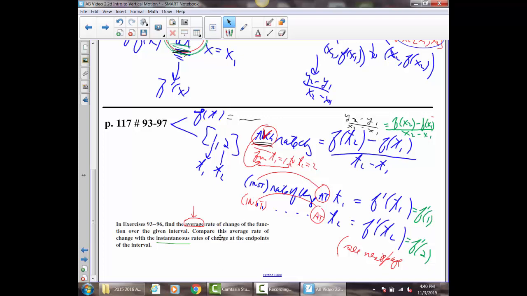But then the second part is to compare this average rate of change with the instantaneous rates of change at the endpoints. So they want the instantaneous rate of change at the first endpoint, and they want the instantaneous rate of change at the second endpoint. Instantaneous rate of change is the derivative of the function, so you're going to be finding the derivative at 1. Okay, I'm back, sorry. So you're going to find the first derivative at 1 and the first derivative at 2, which means you have to find the derivative before you can plug in the 1 and the 2.